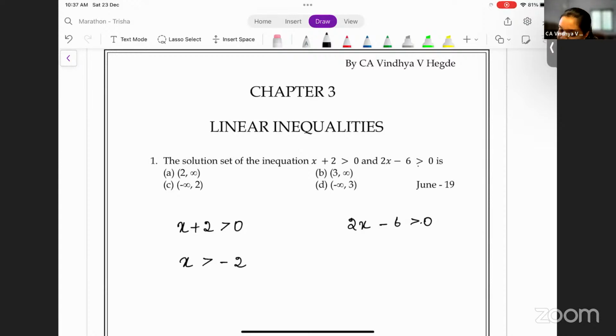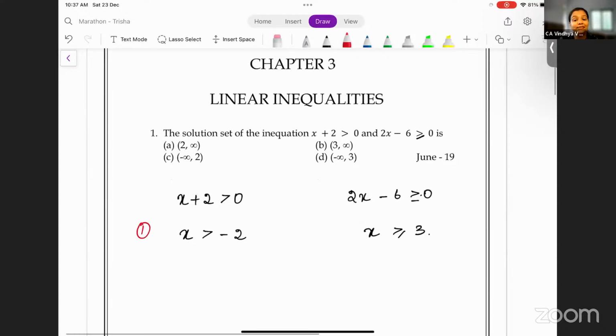There's a small change that you need to make here. It is greater than or equal to. All right. The second one is greater than or equal to. So here you get x greater than or equal to 3. Okay. Now, first things first. If first one, we got, what did we get? X is greater than minus 2, correct? X is greater than minus 2. And the second one we got, x is greater than or equal to 3.